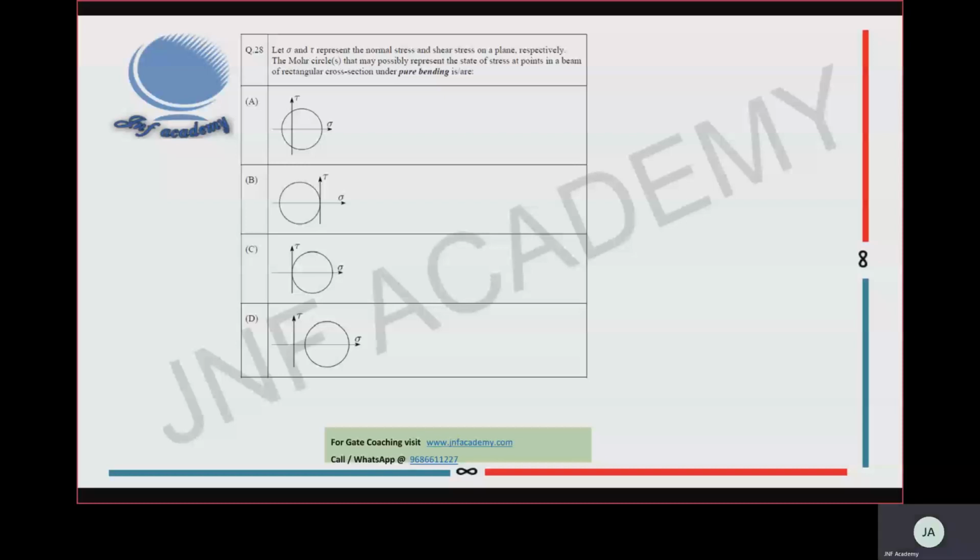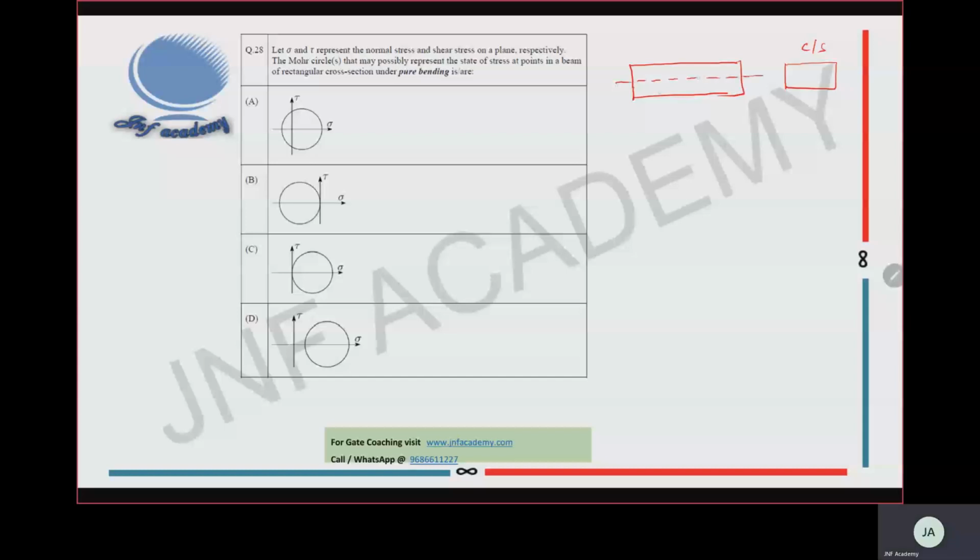So here they gave sigma and tau, which represent normal stresses and shear stresses. The Mohr circle that may possibly represent the state of stress at a point in the beam of rectangular cross section under pure bending. So here they gave you one beam whose cross section is rectangular. This is the cross section.